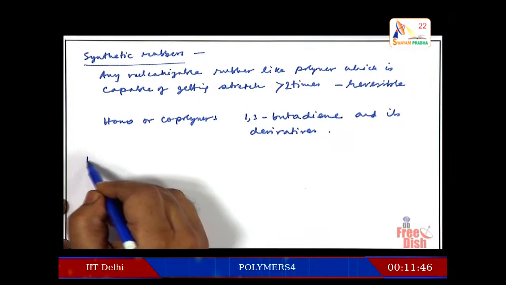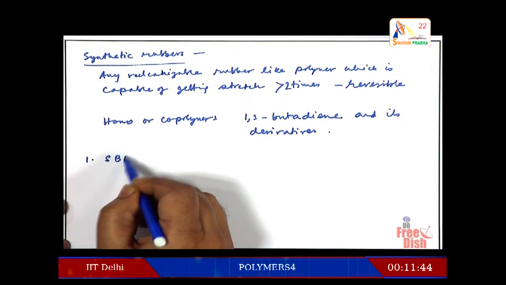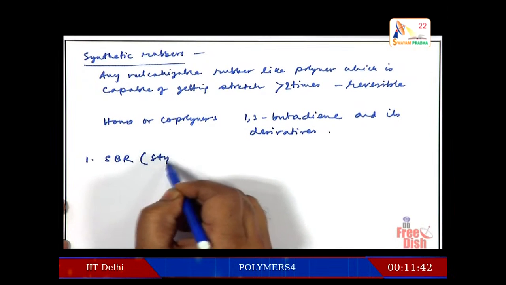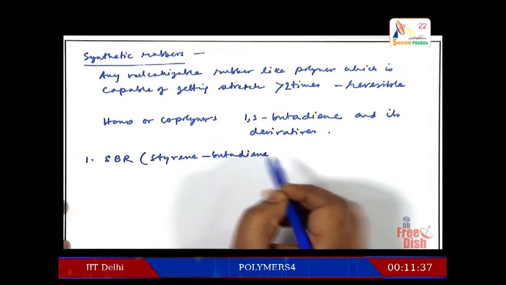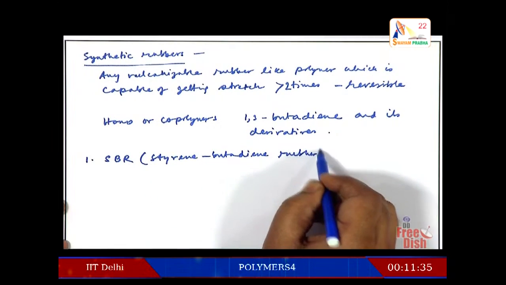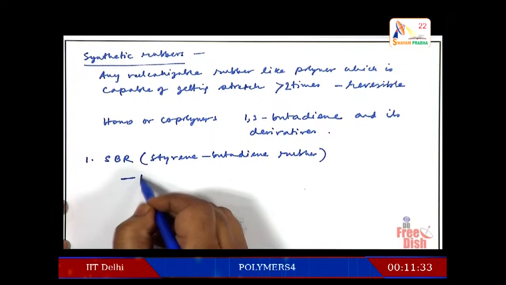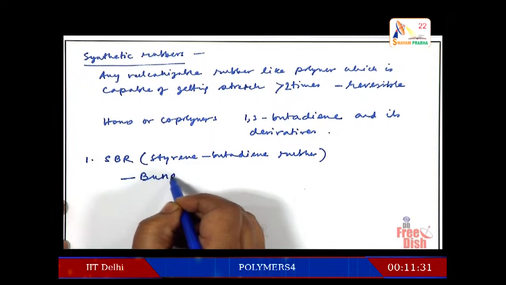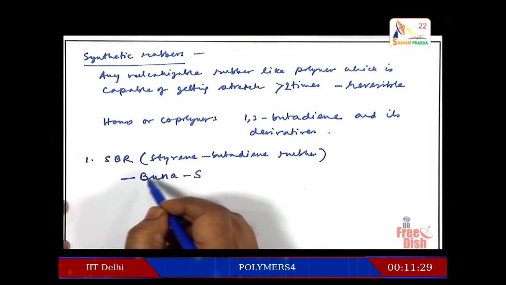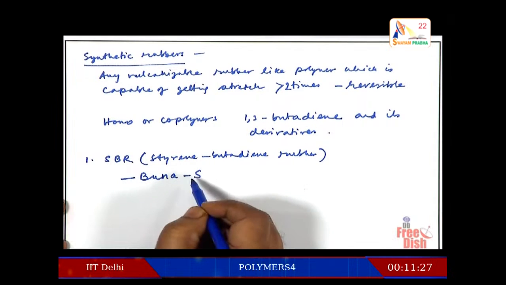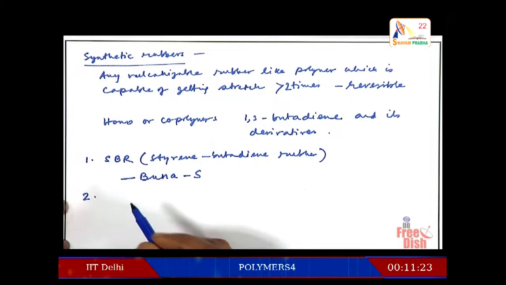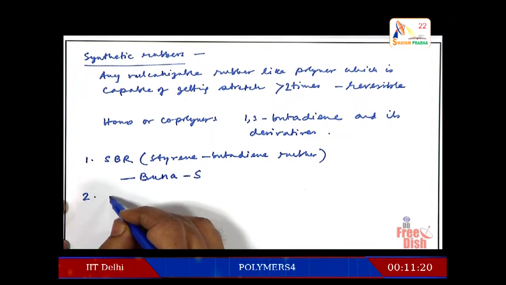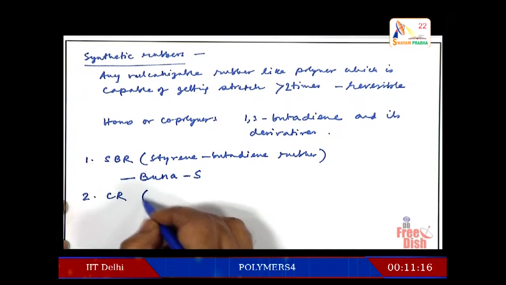The first example is SBR, which is styrene butadiene rubber. The example we gave earlier, Buna S, is a 1,3-butadiene rubber with styrene, and Na stands for sodium, which is used for making the polymer.